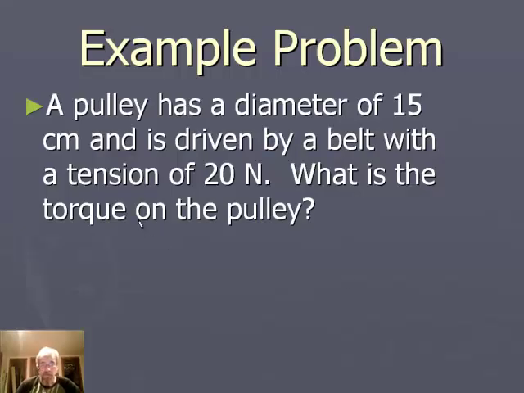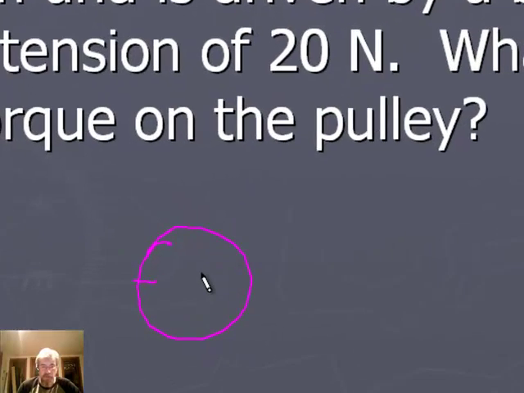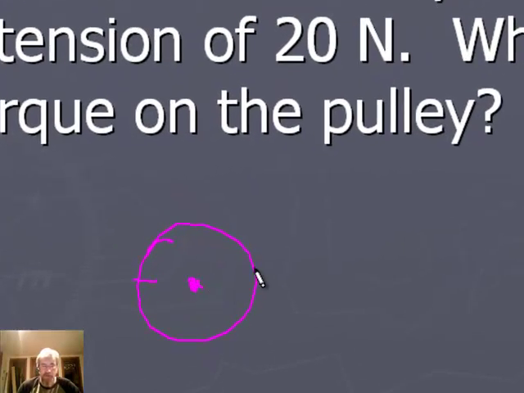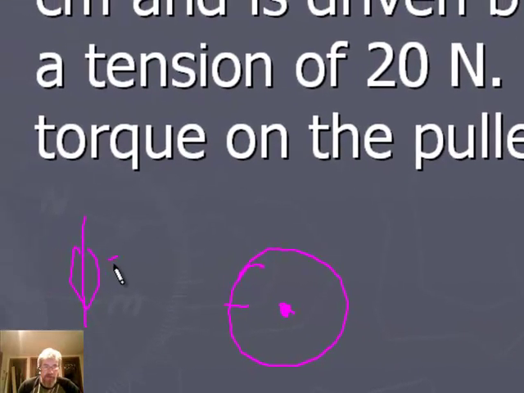Here's a problem that involves a pulley. It says a pulley has a diameter of 15 centimeters. I'm going to draw this pulley. A pulley is really just a wheel that's driven by a belt. It has a diameter of 15 centimeters. So that's the diameter. I symbolize diameter this way, like engineers often do. 15 centimeters. That's the distance all the way across.